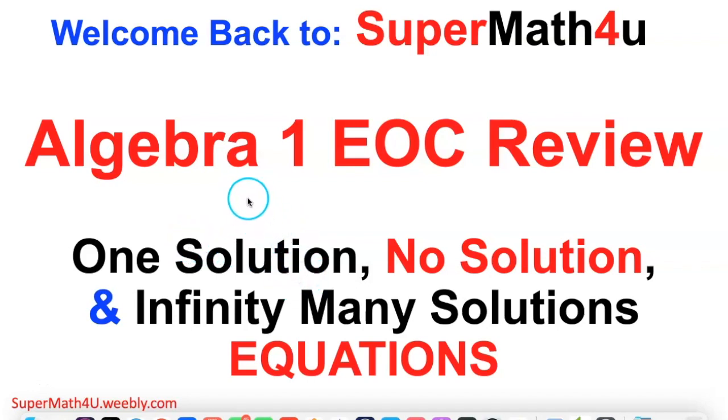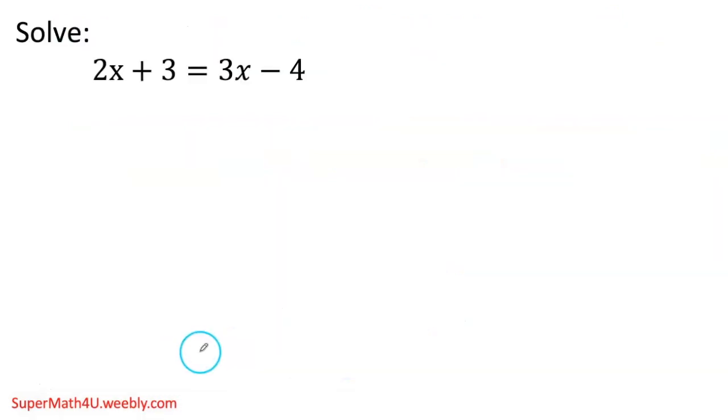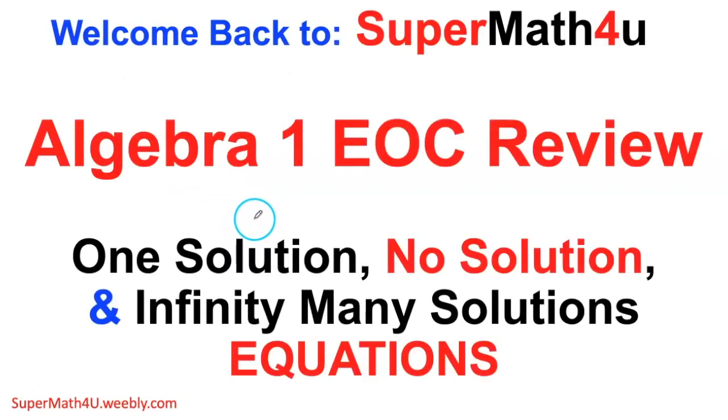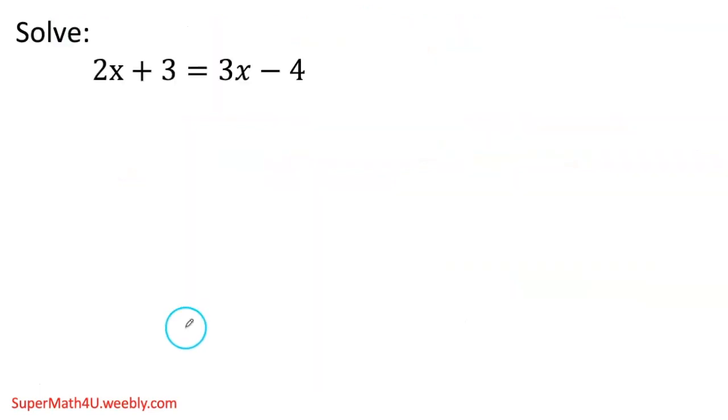We're working on the Algebra 1 EOC review. Today is going to be one solution, no solution, and infinitely many solution equations. As you can see, we have a very difficult equation. I'm kidding. It's a simple equation, but the idea is to show you how to identify when an equation has one solution, no solution, or infinitely many solutions. Once you identify that, any equation is going to be easy for you guys.